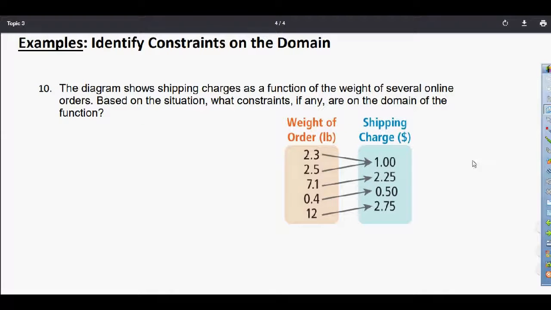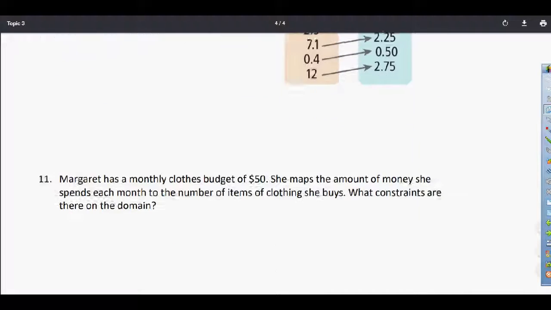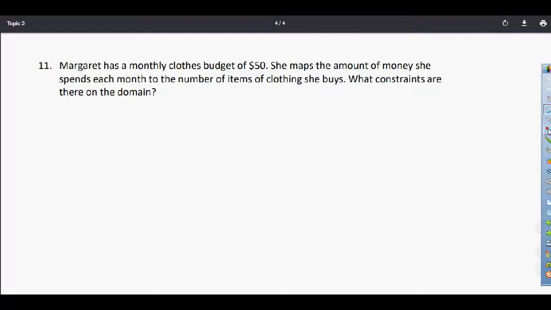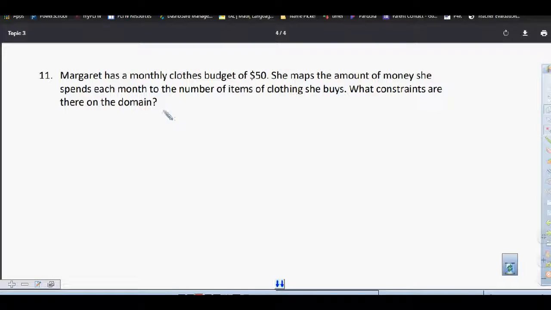All right, we're going to skip number 10, talk about that in class, and let's look at number 11 then, the last one. Margaret has a monthly clothes budget of $50. She maps the amount of money she spends each month to the number of items of clothes she buys. What constraints are there on the domain? So again, we're asked about the domain. Domain is our x. It is our input. And the y value, the range, depends on our domain.